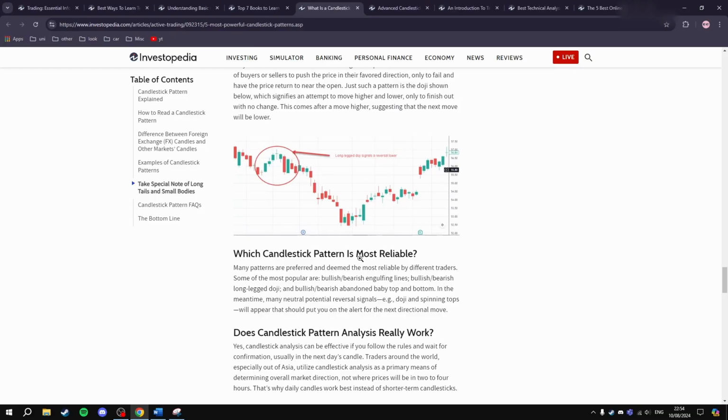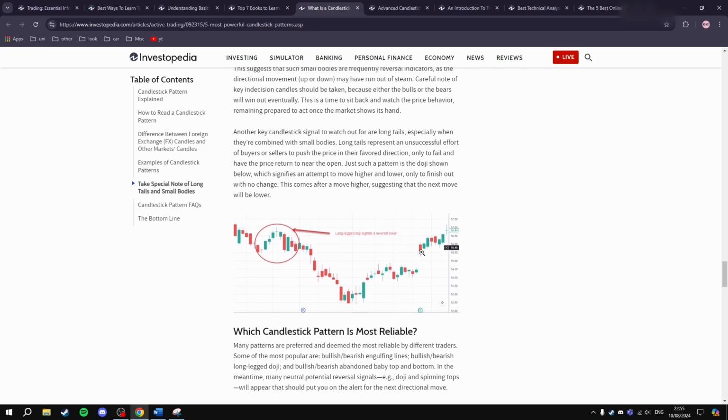Just such a pattern is the doji shown below, which signifies an attempt to move higher and lower, so this one here, only to finish out with no change. This comes after a move higher, suggesting that the next move will be lower. So this move comes after an uptrend, suggesting the next move might be a downtrend. Long-legged doji signals a reversal lower.